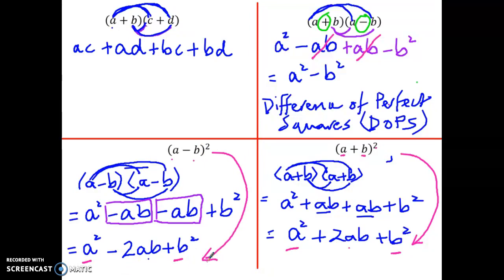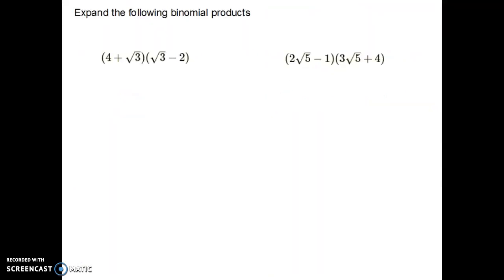Let's now apply these four different principles to binomial products involving surds. We're not going to treat them any differently. We're still going to go 4 times root 3 is 4 root 3. 4 times minus 2 is minus 8.